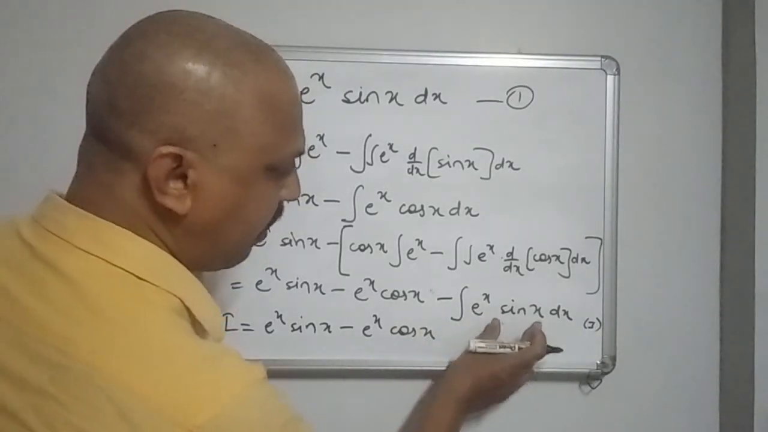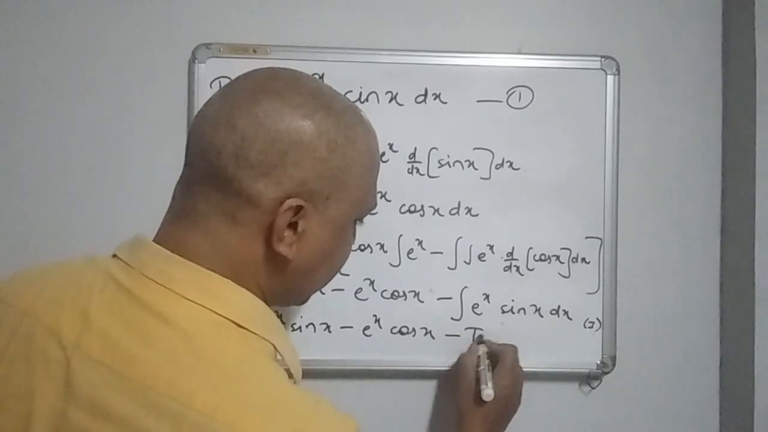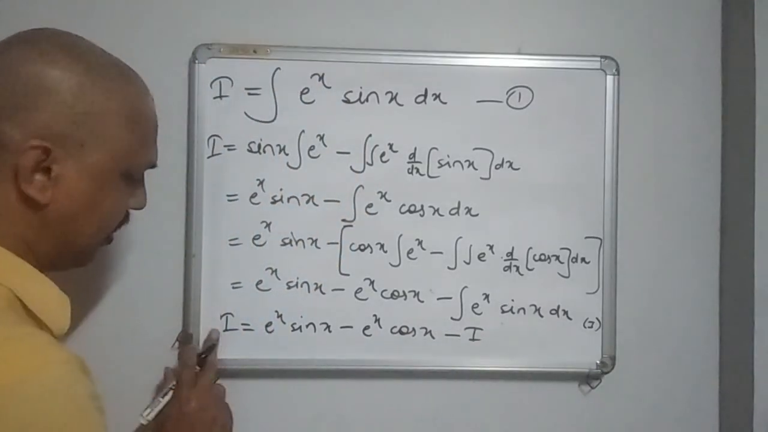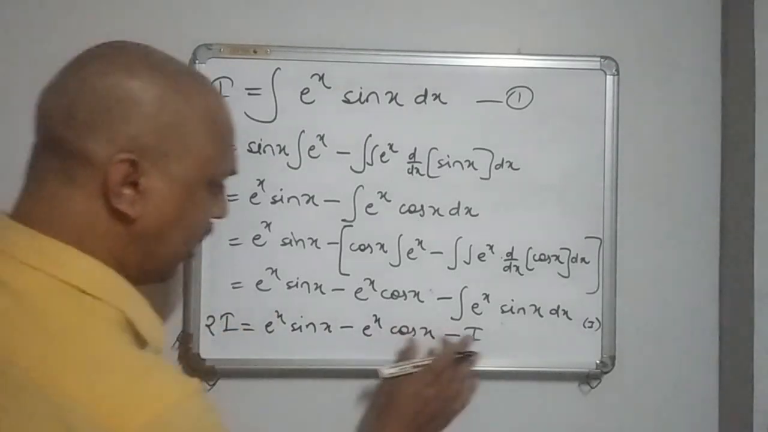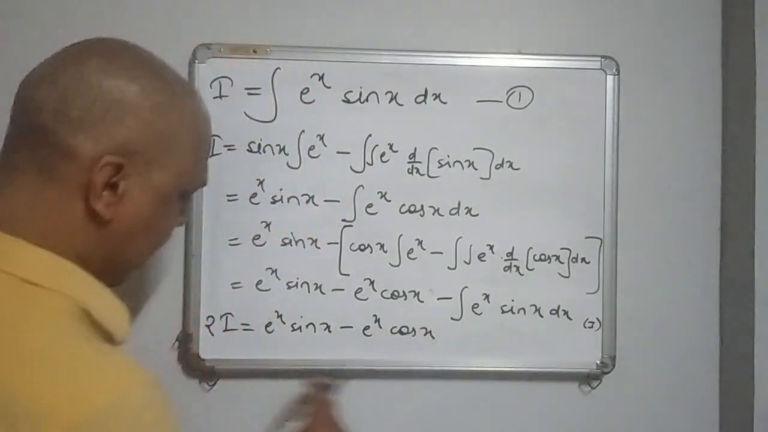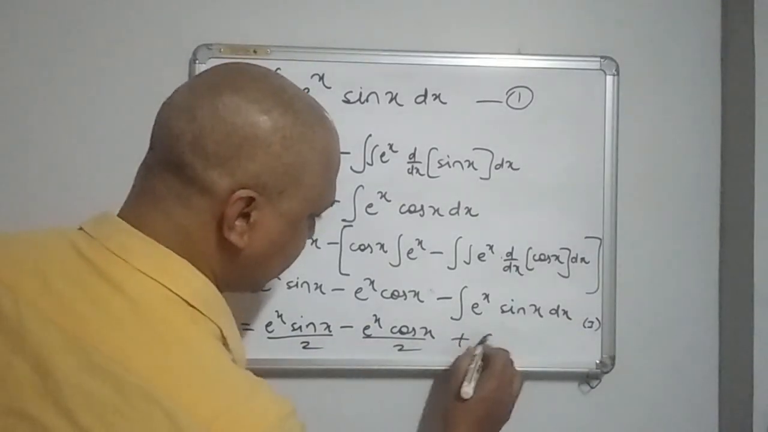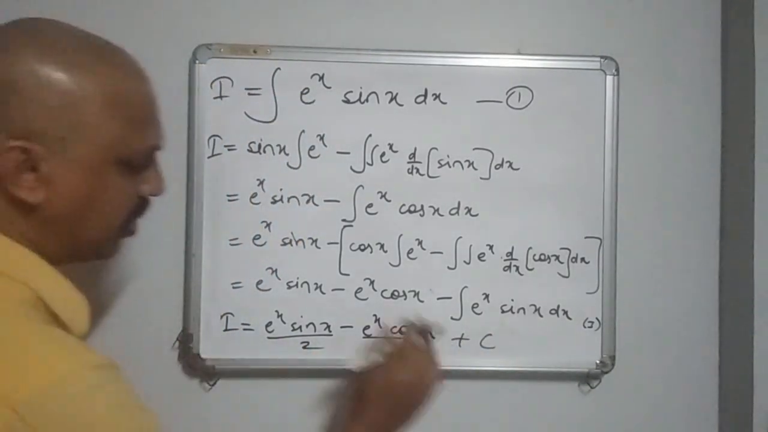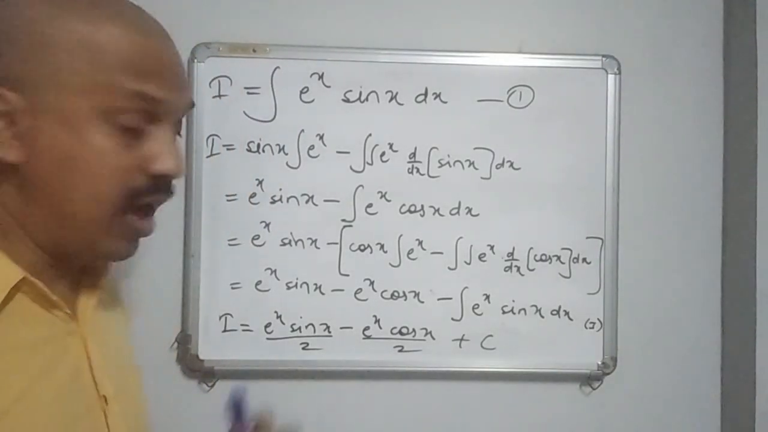This is not required because I replace this with I. I would have written minus I here and only I here. This minus I will come here, I plus I will become 2I. And then I can divide by 2 and I get this answer plus C. I hope you get this.